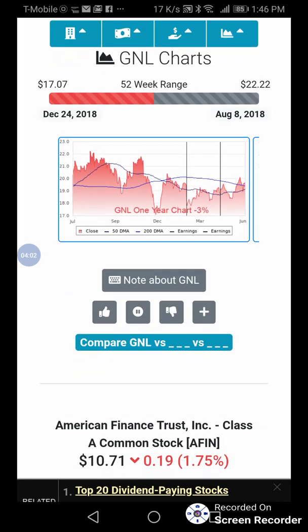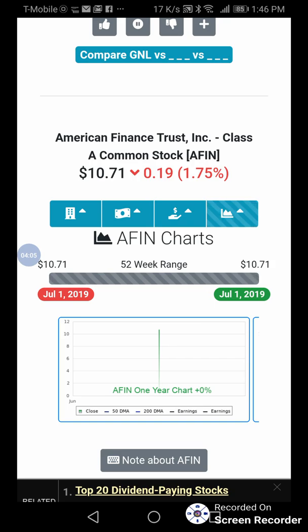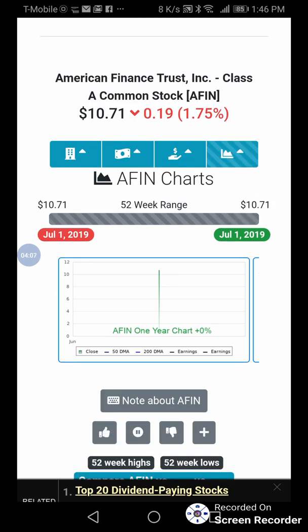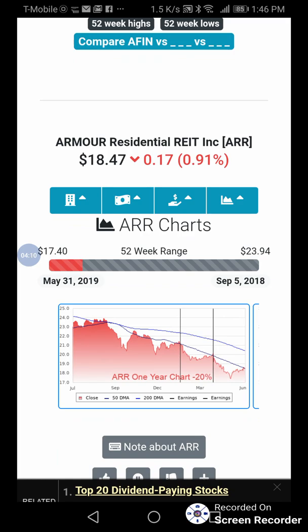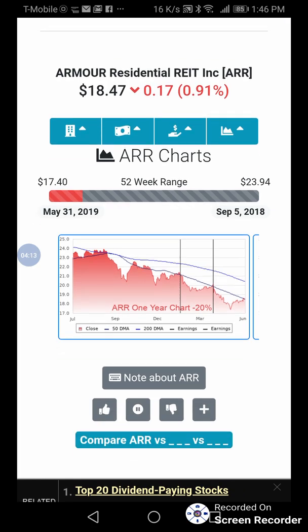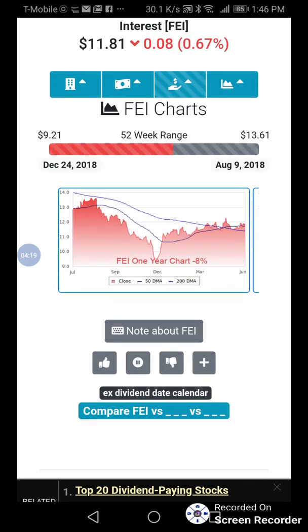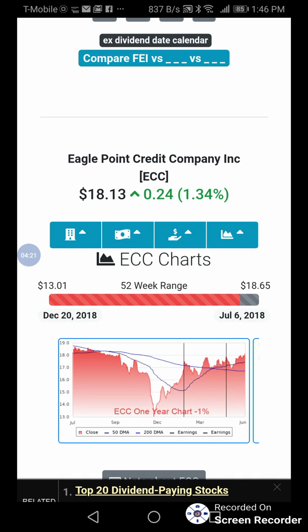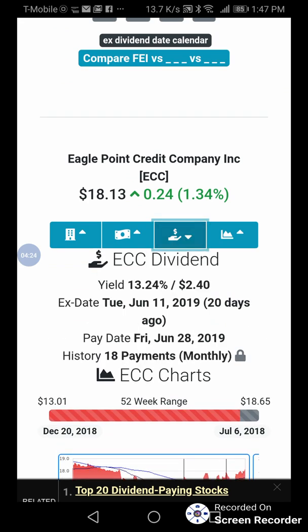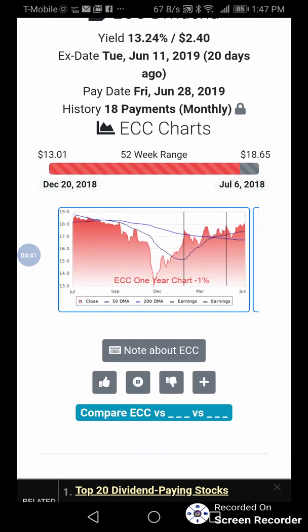And again, we'll just go right on down through here. Another financial company just over our $10 threshold, 10.71. Another real estate REIT. You get the idea. There's a fund, another energy one, another credit company. Let's just take a look at what they're doing. So that's got a yield of 13.24% annually, and they only have a history of 18 monthly payments. So based on that alone, I would not go any further investigating ECC.